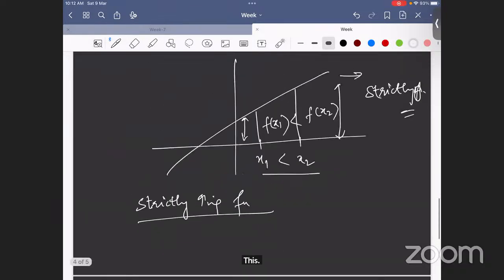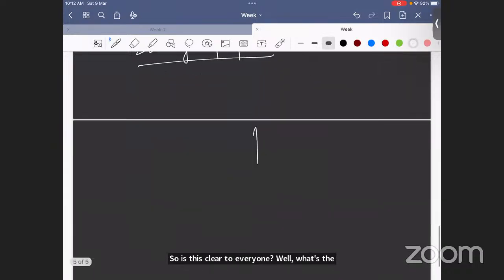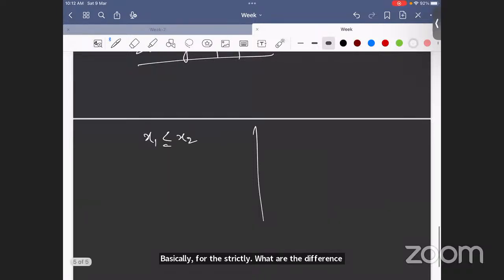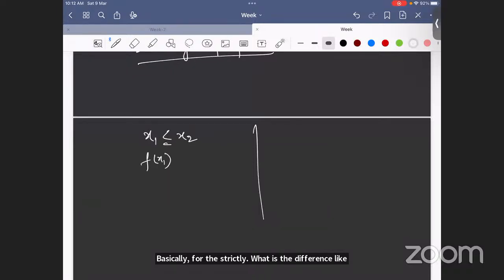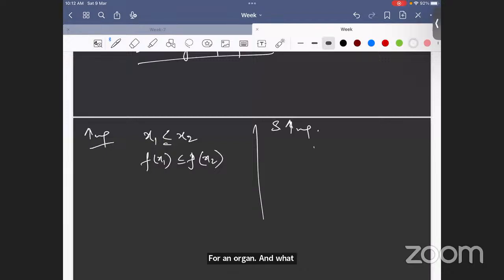What is the difference between a strictly increasing and an increasing function? For a normal increasing function and for a strictly increasing function, the equality won't hold. That means you can't get two points where the function's values are the same.